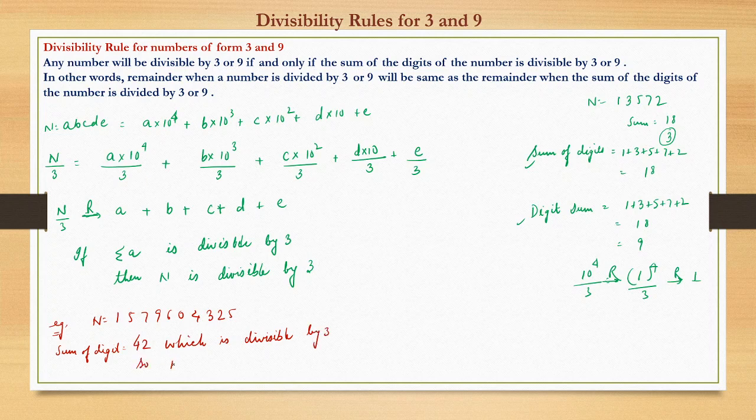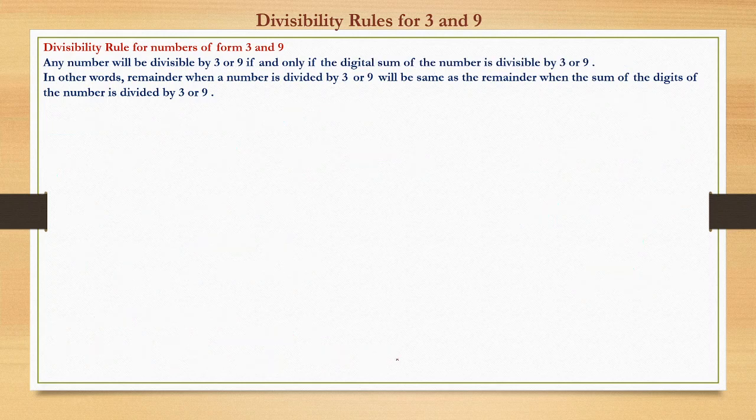So n will be divisible by 3, right? Similarly, we can see for 9. What does the rule say? Again, I just take the same example a, b, c, d, e.